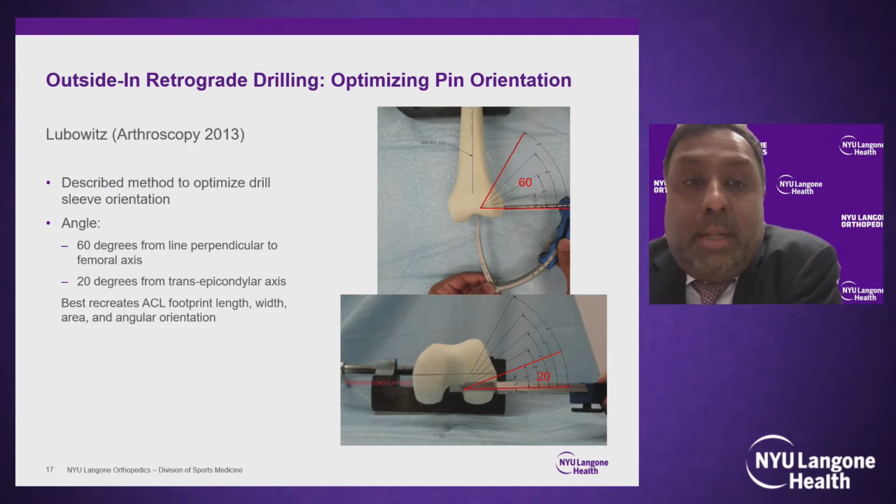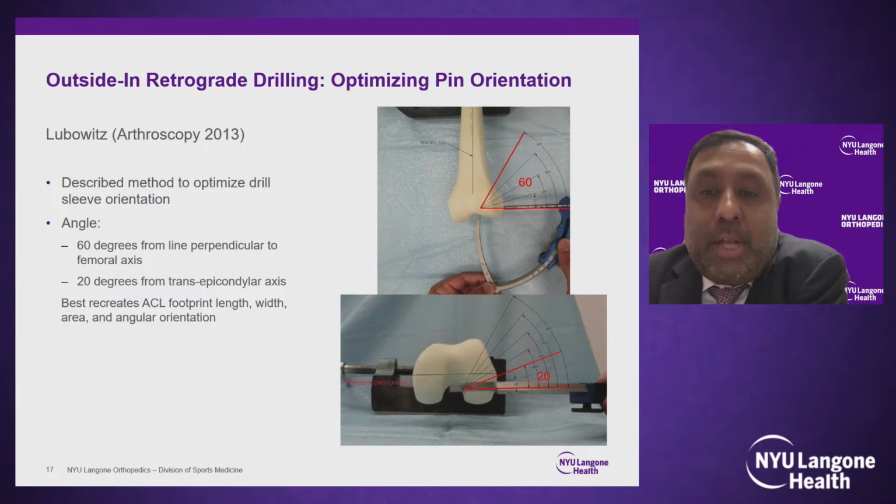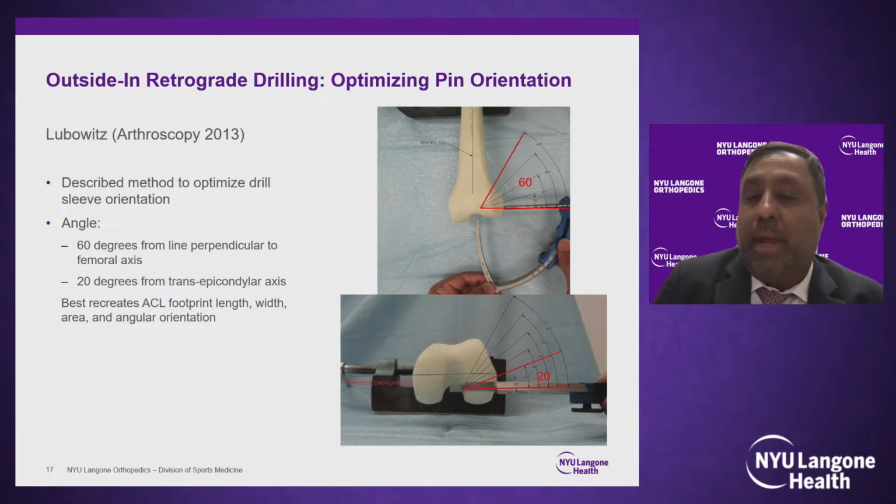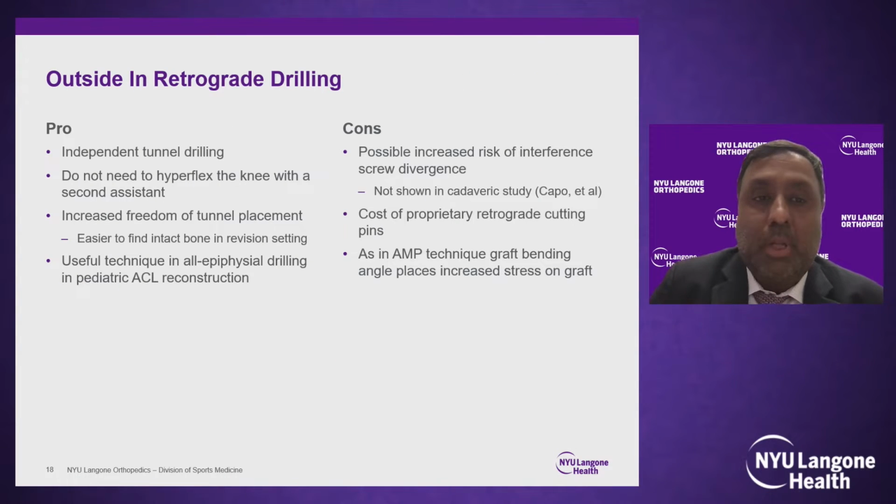So when you're drilling that guide pin, the orientation of that guide pin is quite important in restoring the normal ACL anatomy. And Lubowitz described the proper angle being 60 degrees off the perpendicular of the femoral axis, as well as 20 degrees anterior to the transepicondylar axis. And this would best recreate the ACL footprint in the length, width, area, and angular orientation.